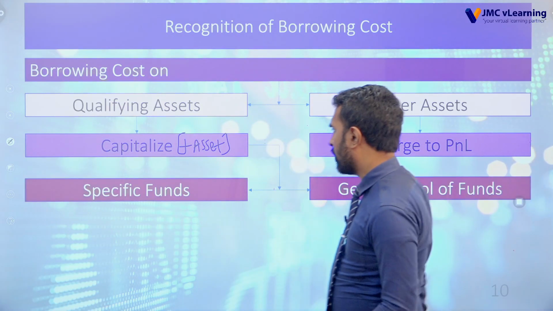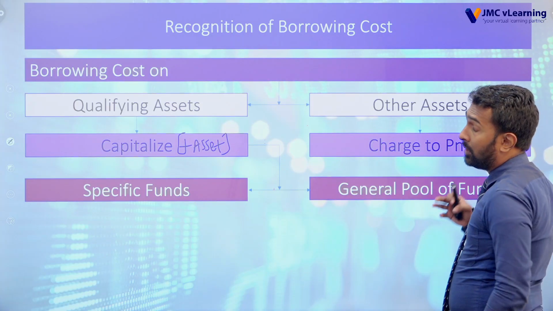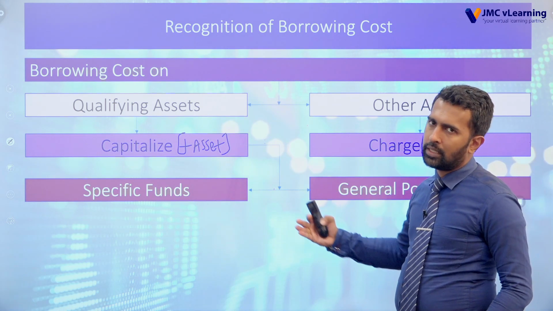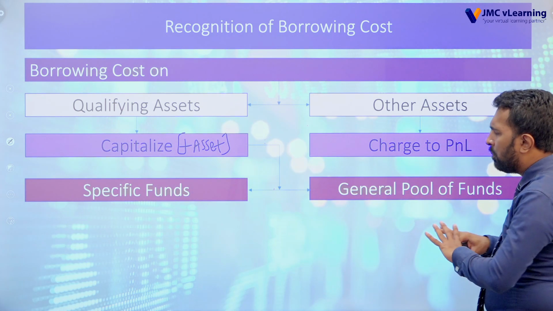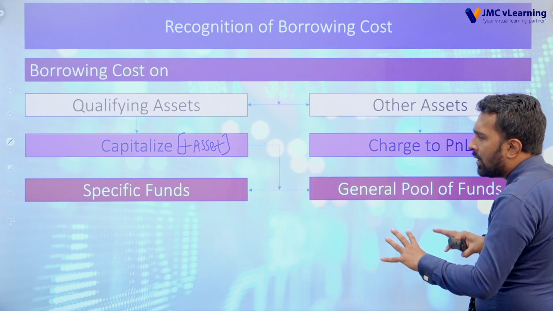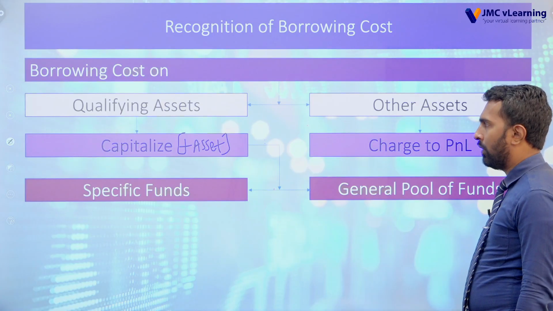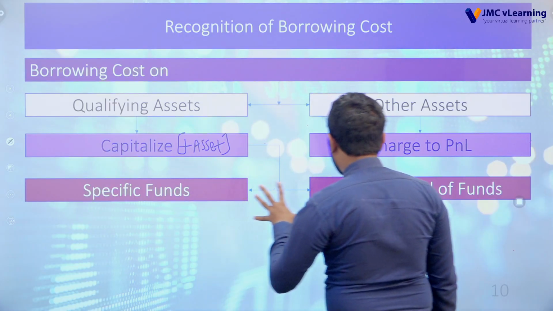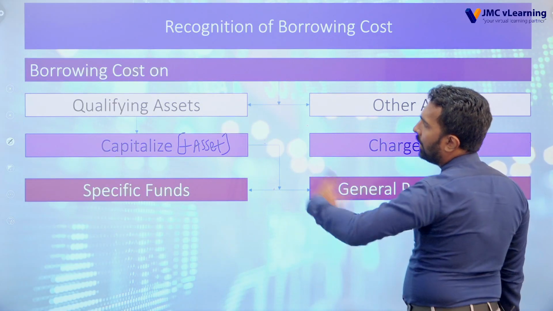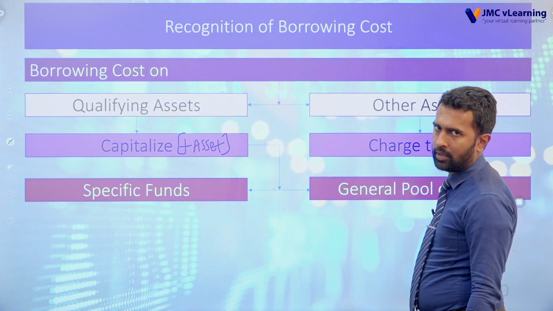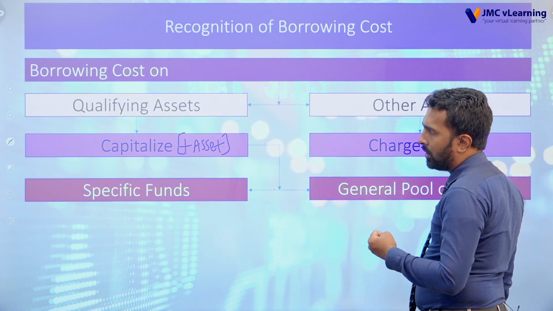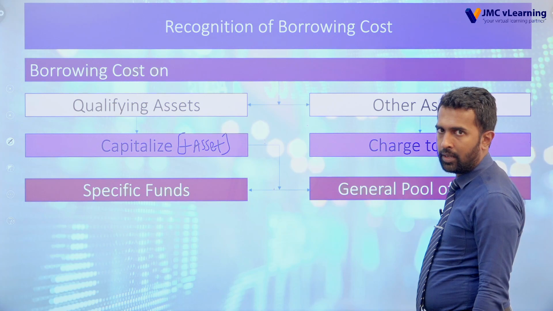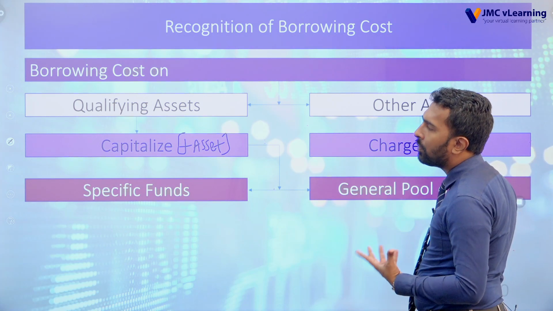Right? So there are two types. One is the specific fund. That means the borrowing is given specifically for a particular construction or an asset acquisition. If it is out of the general pool of funds which are already available within the business, we say it is a general pool of funds. Now, accordingly, whether it's a specific fund or a general pool of funds, your capitalization of the borrowing cost will be a bit different. Clear? Right. Now we'll take first of all the specific fund.